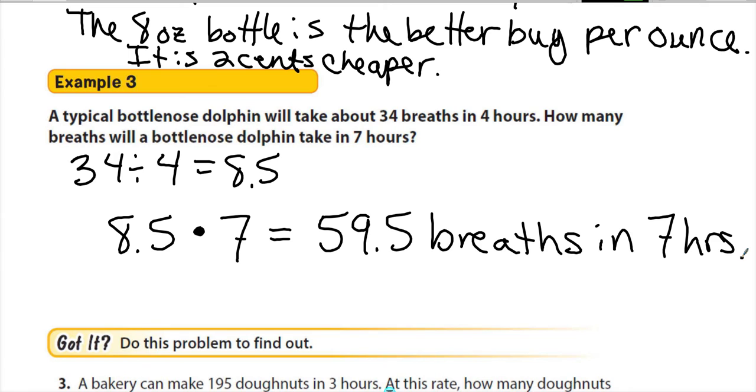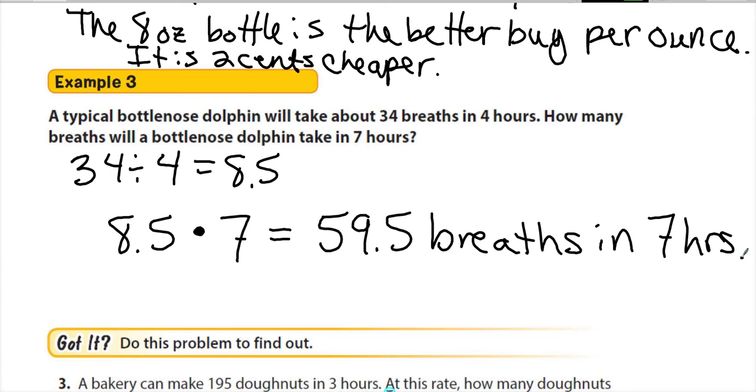Okay. Now, if we were lucky enough, like this was a 4, if we needed 8 hours, we could have just doubled the 34 and then we would have had 68. So sometimes you can just double it and it comes out even. But for the most part, you're going to have to find the unit rate, which is what we found at the beginning. Find out how much 1 of something is.